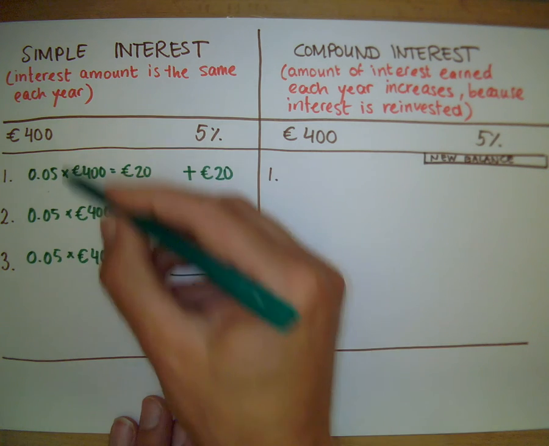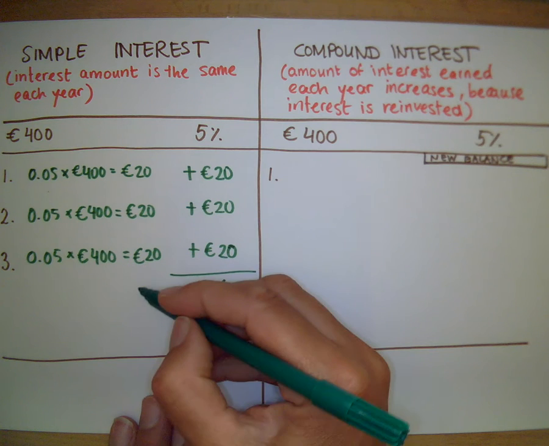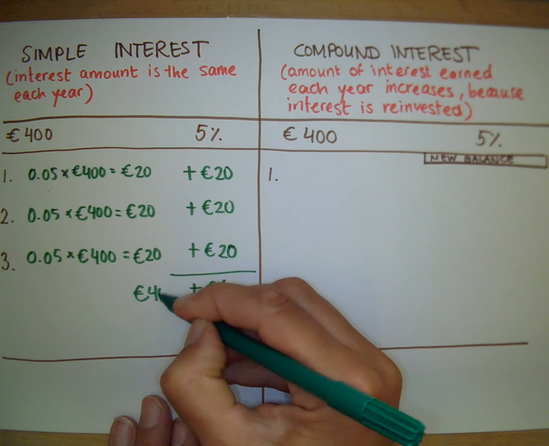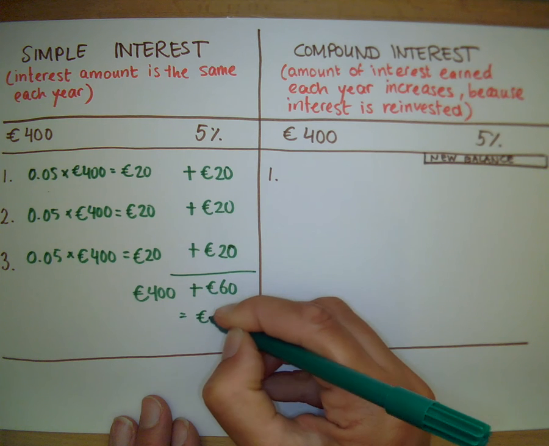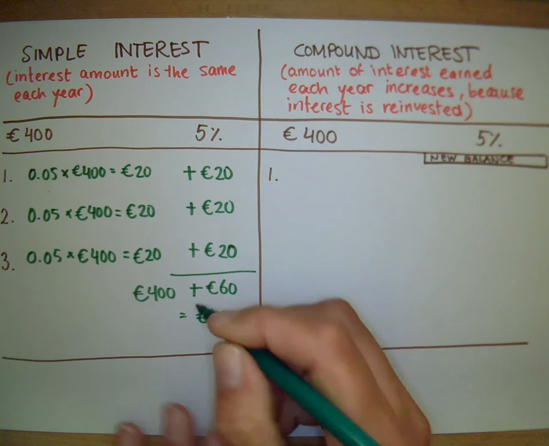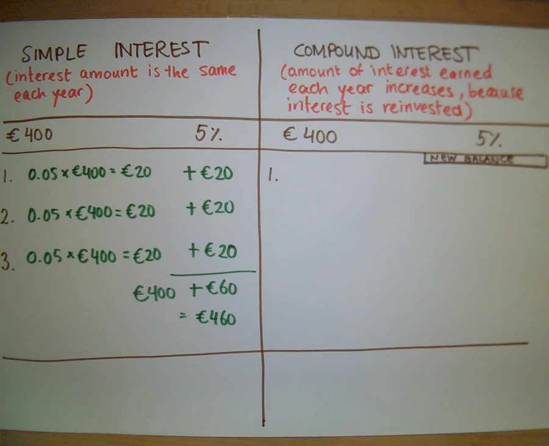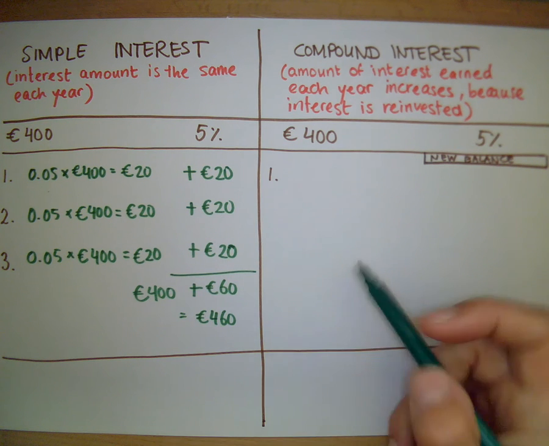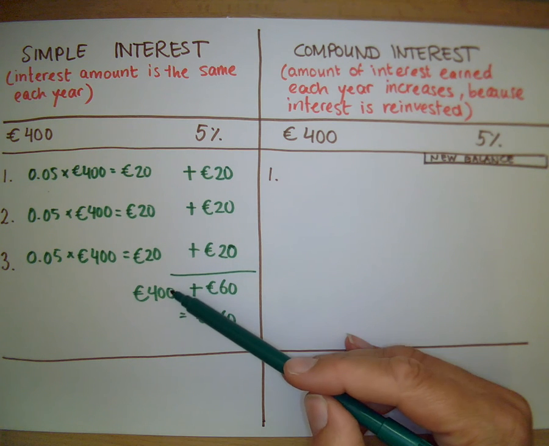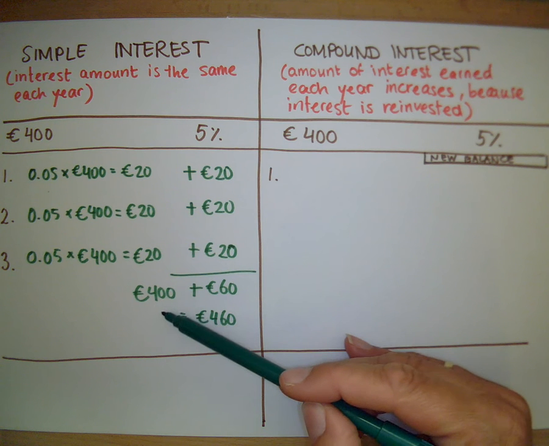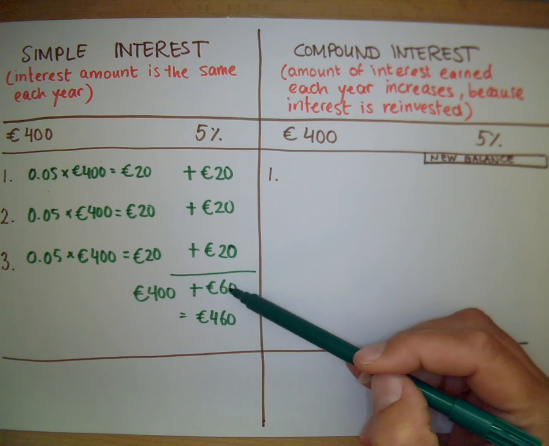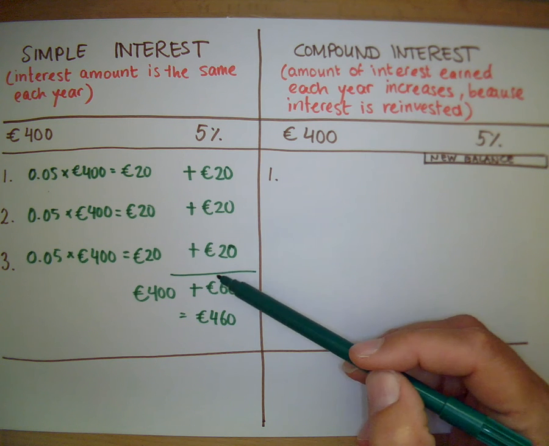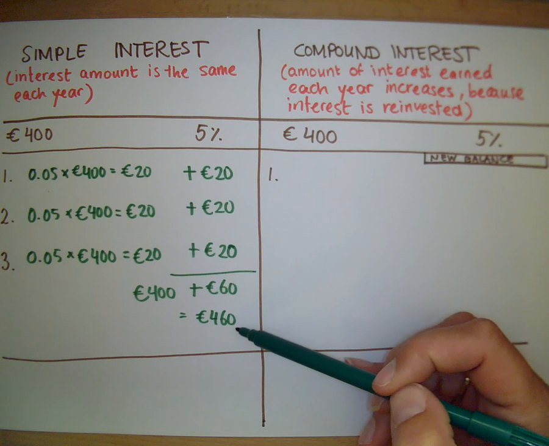So together with the money that we've put into the bank, 400, that gives us a total of 460. So if we decided to take our money out of the bank right now, we would get the 400 that we initially put in. We call that the principal amount, the original amount, plus the 60 euros interest, right? And it gives us 460.